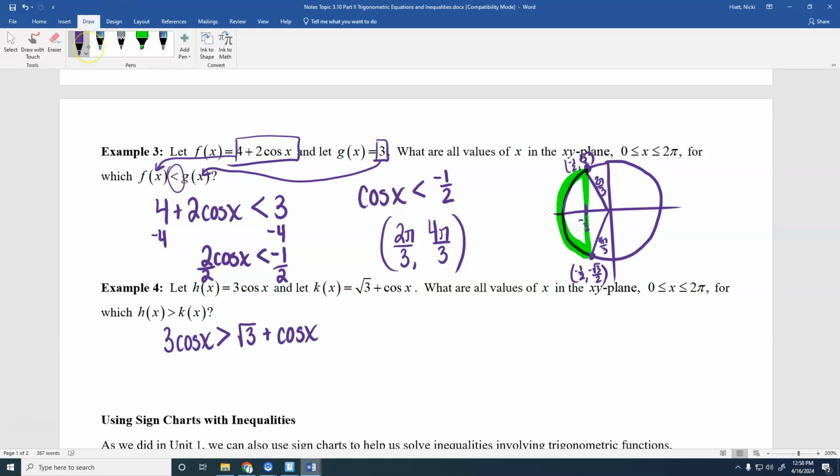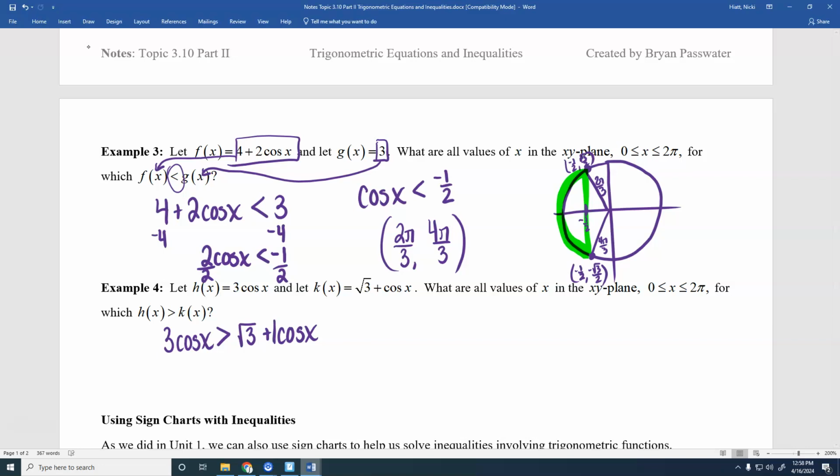This one is a little confusing because it's got those cosines on both sides, but think of this like it's a 1 cosine. 3 cosine x and 1 cosine x are like terms, right? Neither one of them is squared. So I could subtract 1 cosine x and subtract 1 cosine x here, and that will give me 2 cosine x is greater than the square root of 3. And once I get there, what do I need to do? Just divide by that 2, which gives us cosine of x is greater than the square root of 3 over 2, which works great because that's a unit circle value, right?